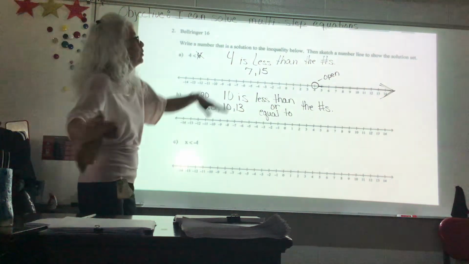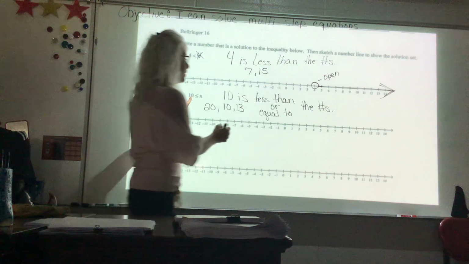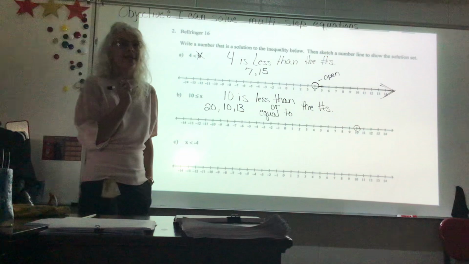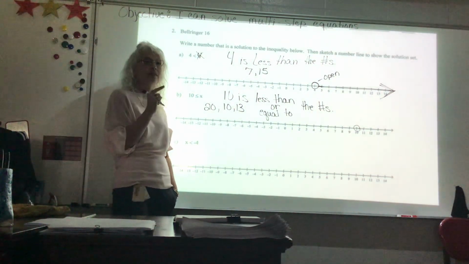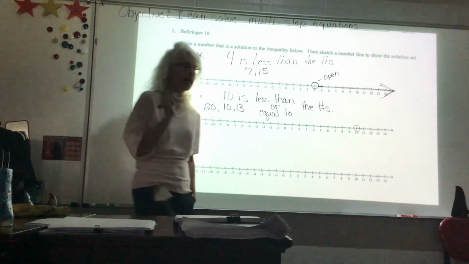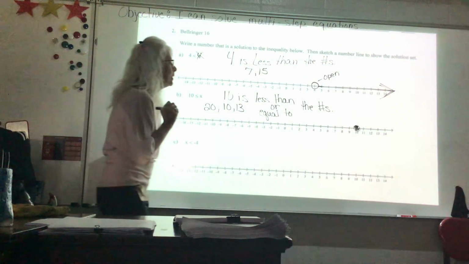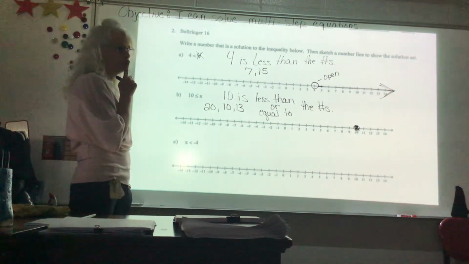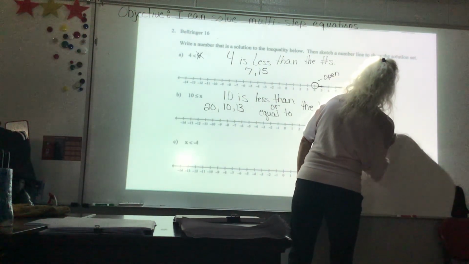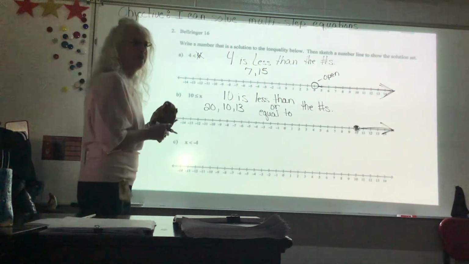Okay. So to sketch our number line, we're going to go to the number in the inequality, 10, and put a circle, not a dot. Now is 10 a solution? So is this going to stay open or do we need to shade it? Shade it. Now do I need to shade to the left or to the right? To the right. Are we okay so far?